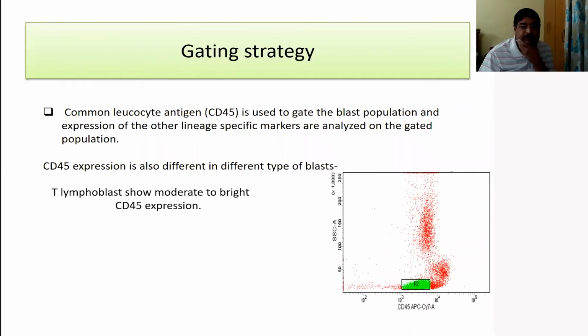As I mentioned, T lymphoblasts will show moderate to bright CD45 expression. T lymphocytes are usually brighter CD45. B lymphoblasts are dimmer CD45. Next.